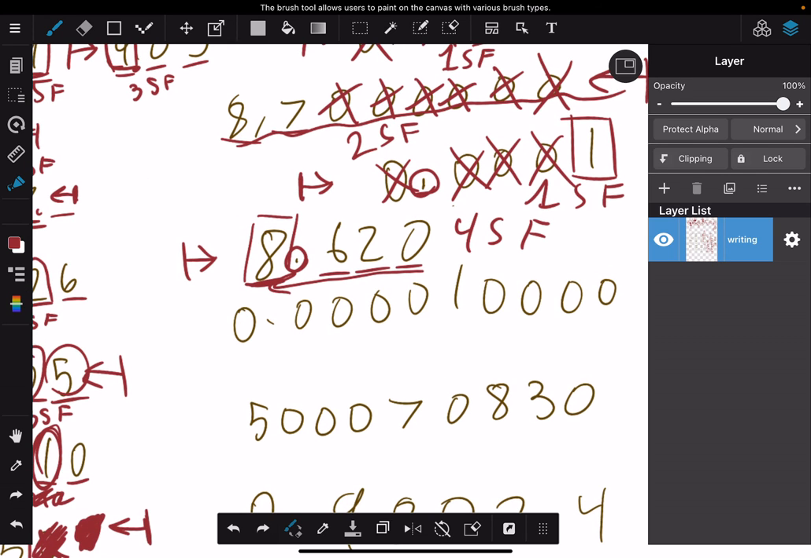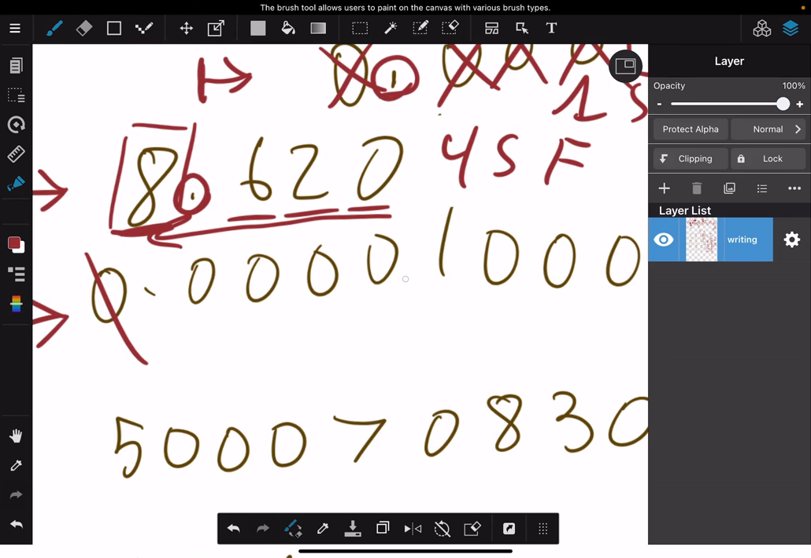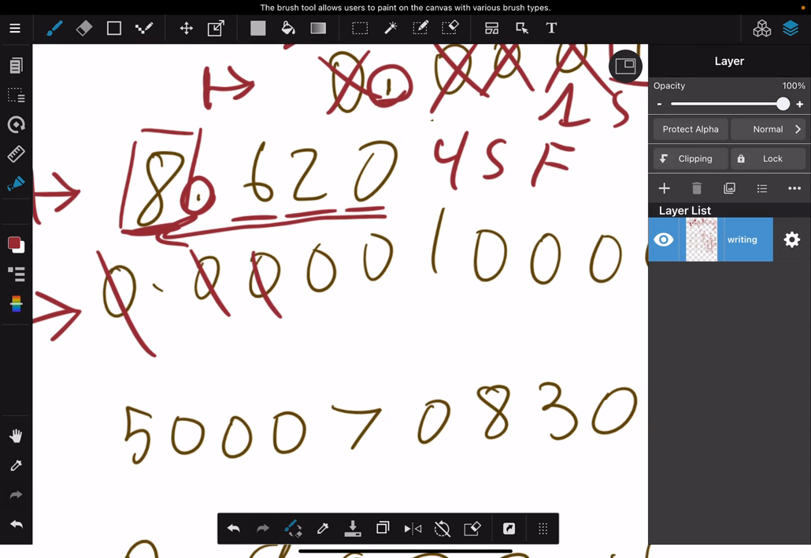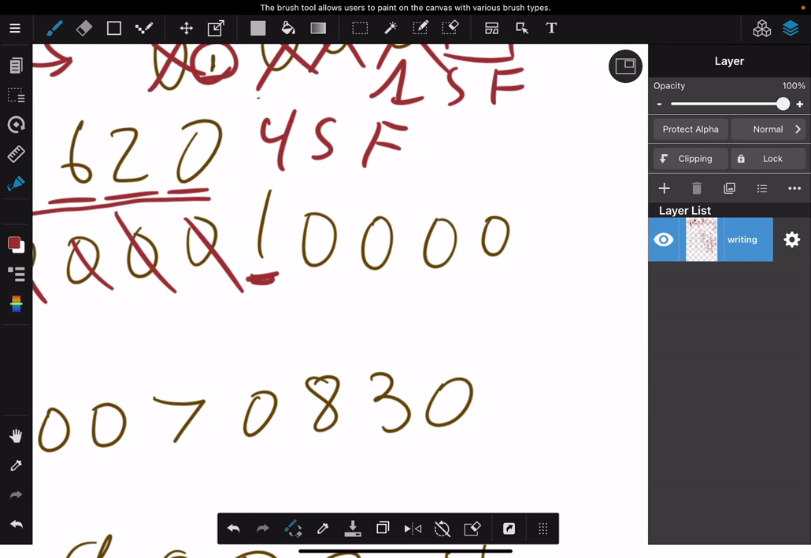Next, we have this guy. He does have a decimal, so we're coming from the left again. We're going to kill you, and kill you, and kill you, and kill you, and kill you. And here is our first non-zero digit. So he and all the digits after him are significant figures. So we have 5 significant figures in this number.